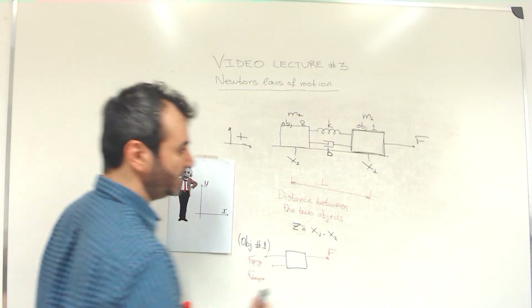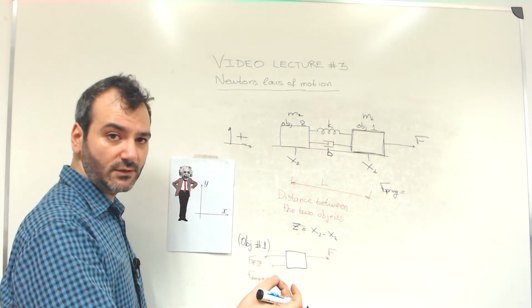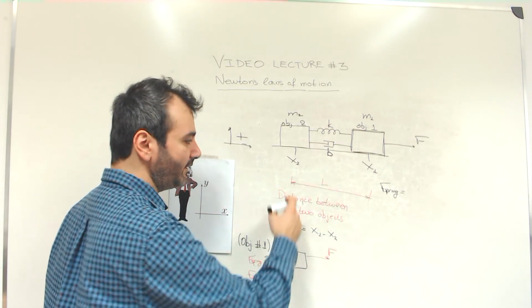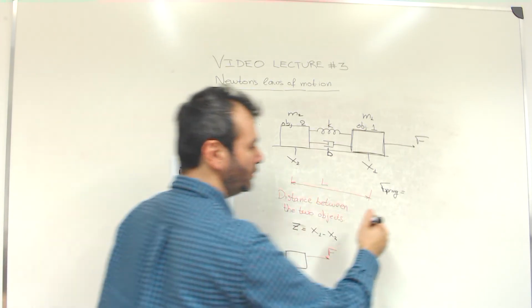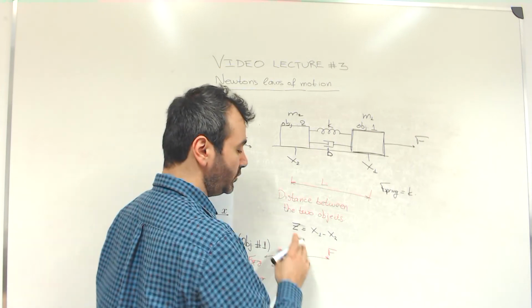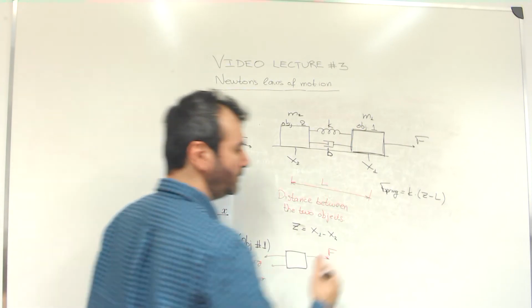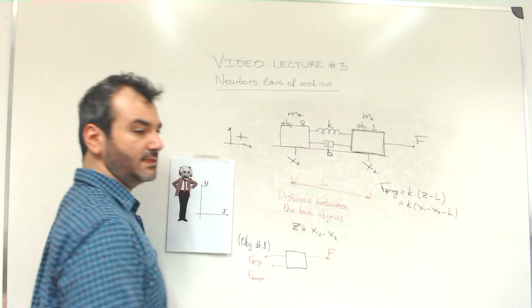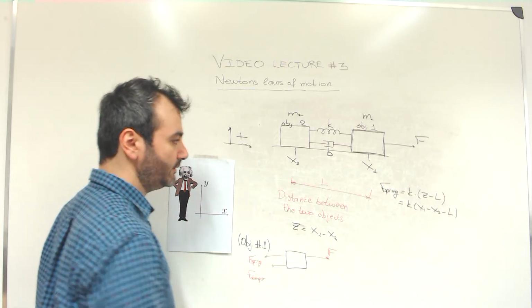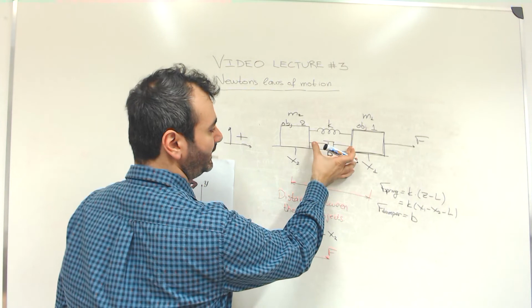Now, what is F spring? Recall Hooke's law: K, the stiffness of the spring, times the displacement. But what exactly is the displacement, given the discussion we had about L? So it is K times the displacement, which is Z minus L. And what is Z? Z is x1 minus x2. Very good. Now what is the force of the damper?